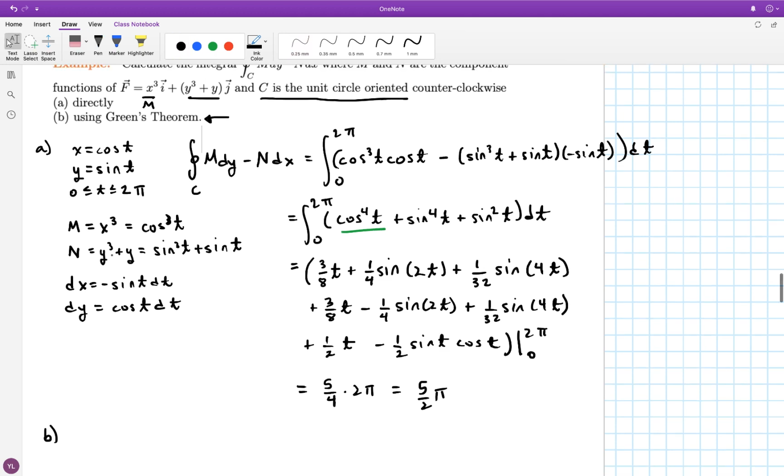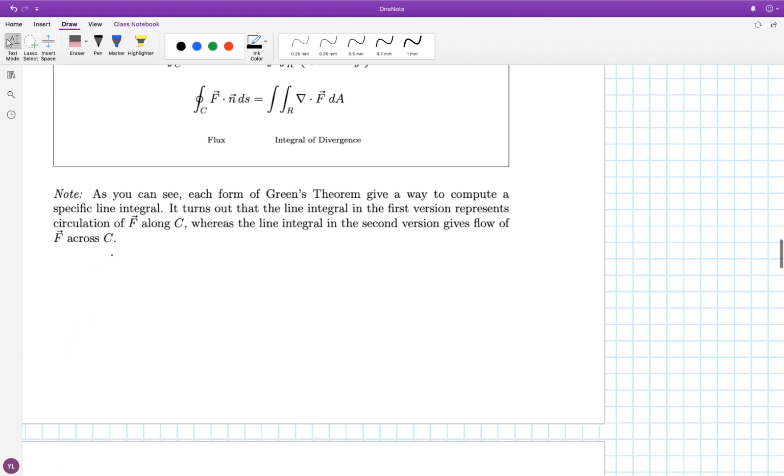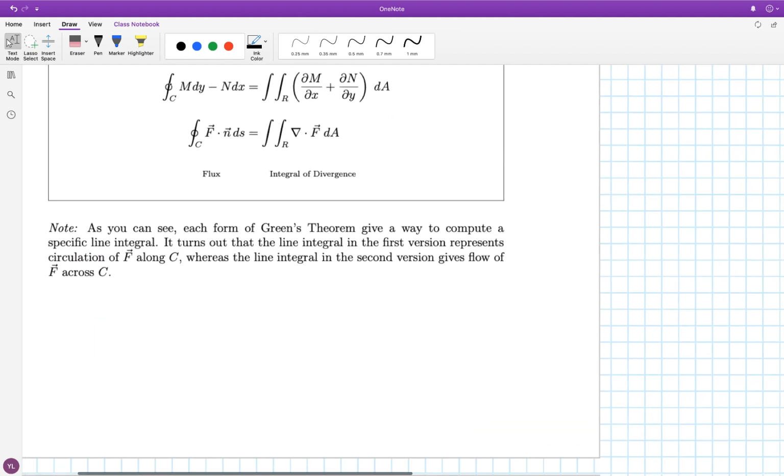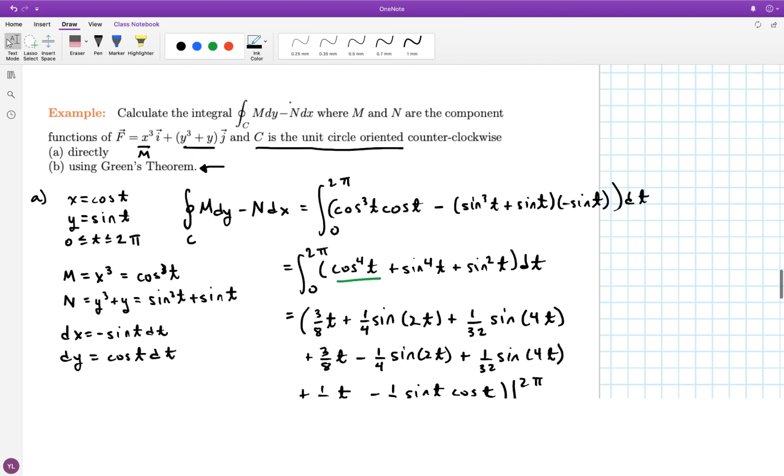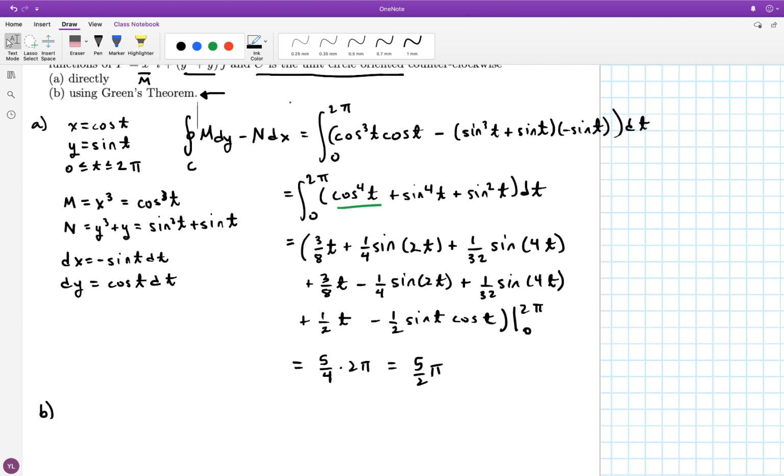Okay, so let's glance up here to see what Green's theorem tells us. Instead of computing the integral that I just computed, I can take the partial of M with respect to x and add it to the partial of N with respect to y and integrate over the region that's enclosed by the curve. Okay, so let me crank out those partials. M is x cubed, so dM/dx is 3x squared. dN/dy is 3y squared plus 1.